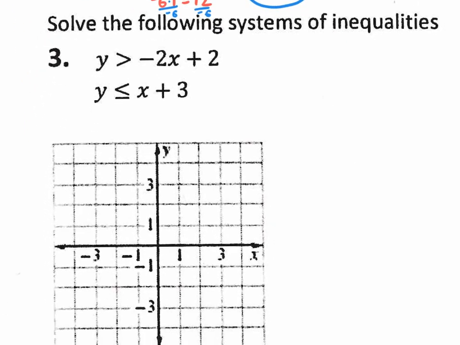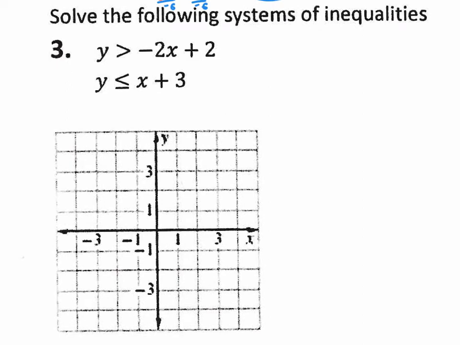Number 3. So right here we're going to be graphing inequalities. What's the key to graphing lines? y equals mx plus b. But on top of that, you need to determine if it's a solid line or a dotted line. And then on top of that, you have to either shade above the line or below the line. So it's a good idea to use different colored pens if you have it.